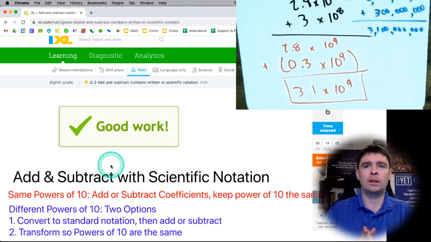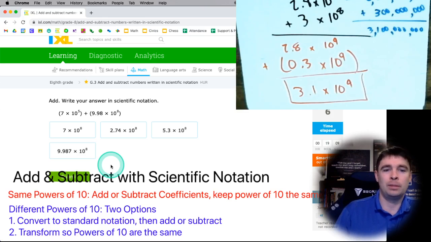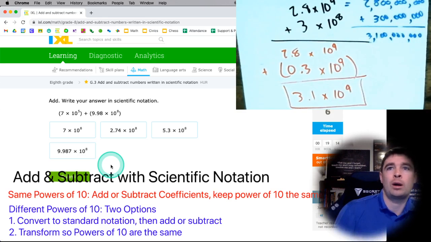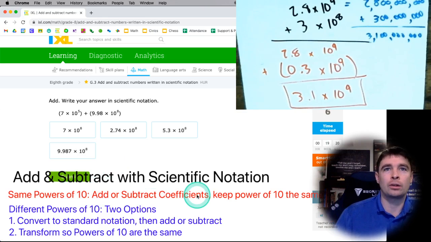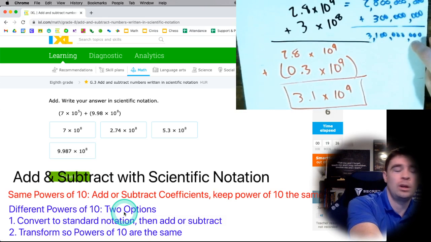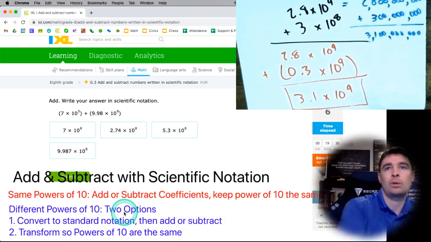I'm not going to keep going at this point. The video's up to 14-15 minutes, so we're kind of going to stop here. But you see there's two methods, two basic methods for attacking addition and subtraction problems. If they're in scientific notation, when they're the same powers of 10, it's quick and easy. You just add or subtract your coefficients. If they're different powers of 10, you need to choose between converting the numbers to standard form and adding them up, or getting them to the same power of 10 so you can use that shortcut we talked about earlier.